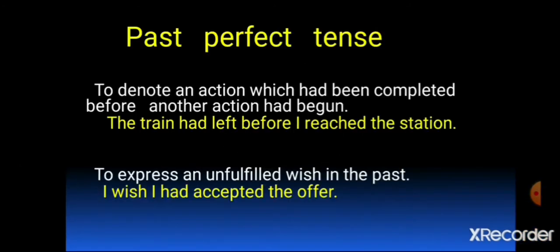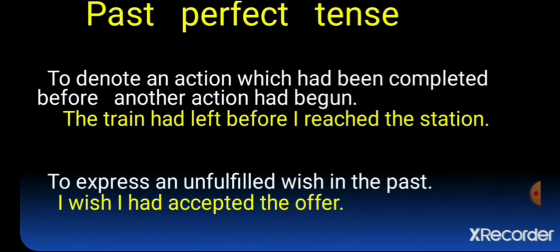For example, I had played. In affirmative sentence, students, we have used had with V3, or we can say third form of the verb. I had played. The students, to form negative sentences, we use not after had. For example, I had not played. Then for interrogative students, had is put before the subject. Okay, had is put before the subject. For example, had I played, had I not played.